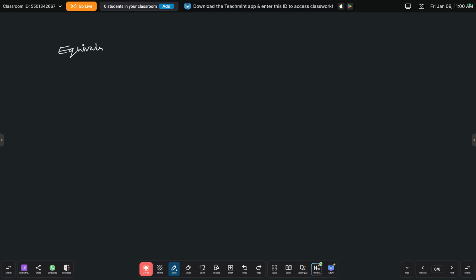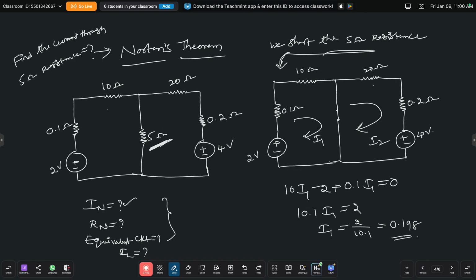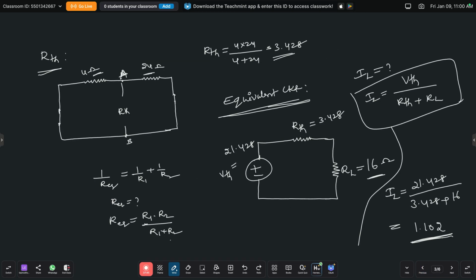So how can we draw the equivalent circuit? In the previous class, in Thevenin's theorem, we drew the equivalent circuit. How can we draw the equivalent circuit in Thevenin's theorem? According to the statement, the given circuit consisting of any number of voltage sources and resistances can be replaced by a single voltage source in series with a single resistance connected across the load.